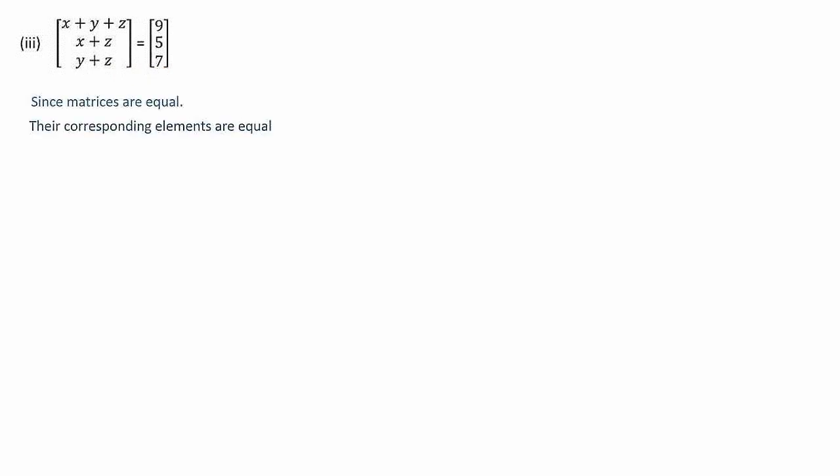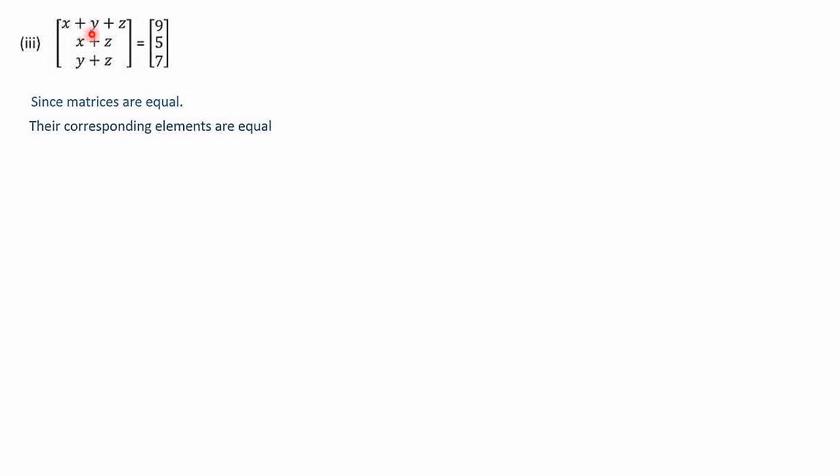Move on to question number 3. The question is matrix x plus y plus z, x plus z, y plus z is equal to matrix 9, 5, 7. These two are both column matrices, means there is only one column and 3 rows. So here also only one column, so it is called a column matrix. And these two matrices are given to us equal. So two matrices are equal means their corresponding elements are also equal.